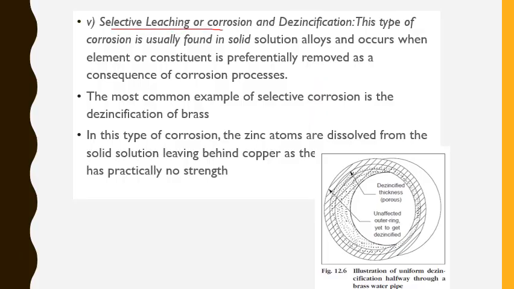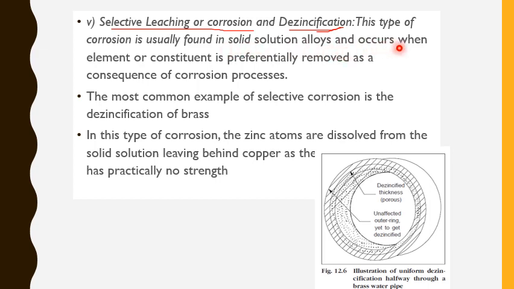Selective leaching or corrosion, and another one we will study here is dezincification. This selective leaching or corrosion, dezincification is related to only zinc. This type of corrosion is usually found in solid solutions. We will study about solid solution. This topic is included in your course, solid solutions.